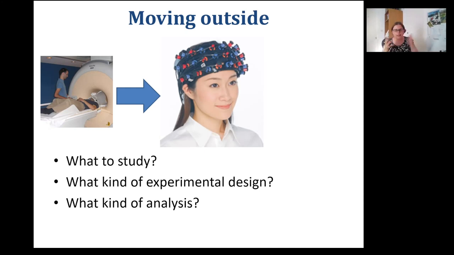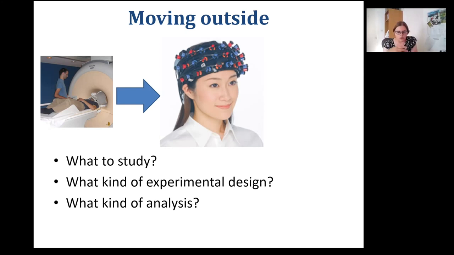Now my lab is using fNIRS, functional near-infrared spectroscopy, which means that we can suddenly get outside all of these constraints of an MRI scanner and go out into the street, into the real world, into social interactions. And that suddenly opens up a whole lot of new challenges of what actually should we be studying? What kind of experimental design do we use when we're no longer constrained to simple events? And what kind of analyses do we use to look at that?